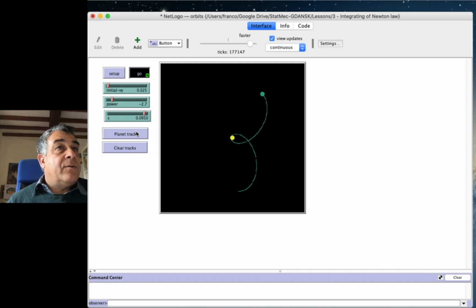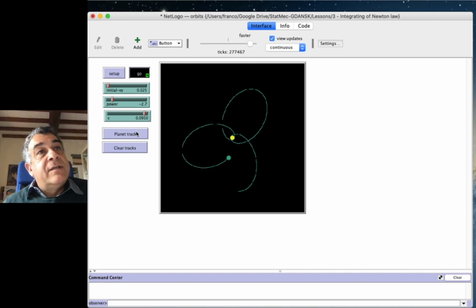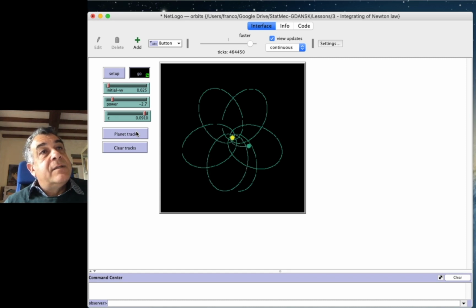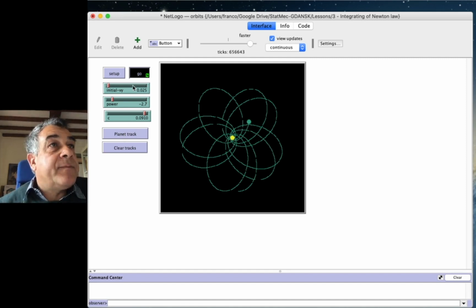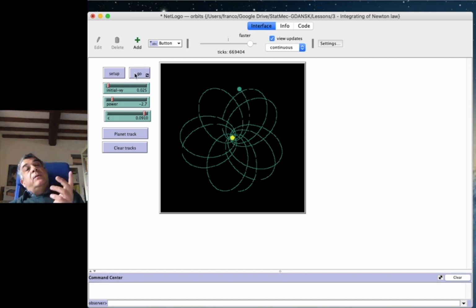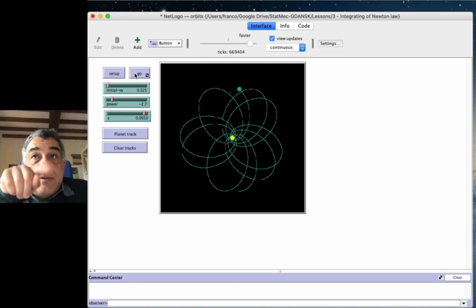And now I can also have very funny trajectories, but they are not closed. And actually, when there were the first observations of the motion of Mercury, they observed that the ellipse of Mercury was shifting beyond what was due to the known influence of other planets.